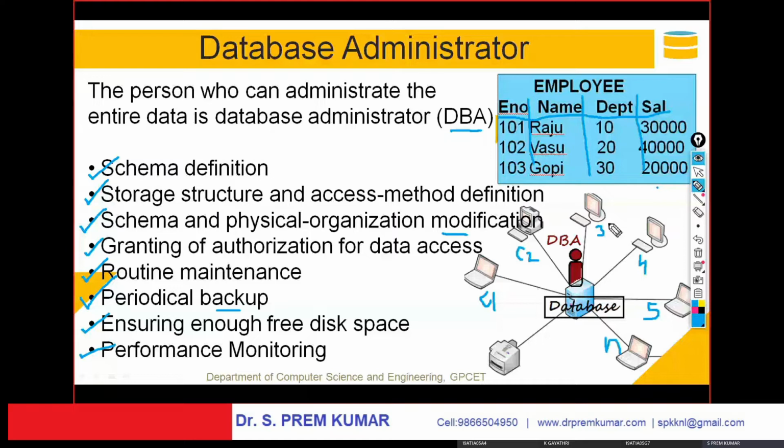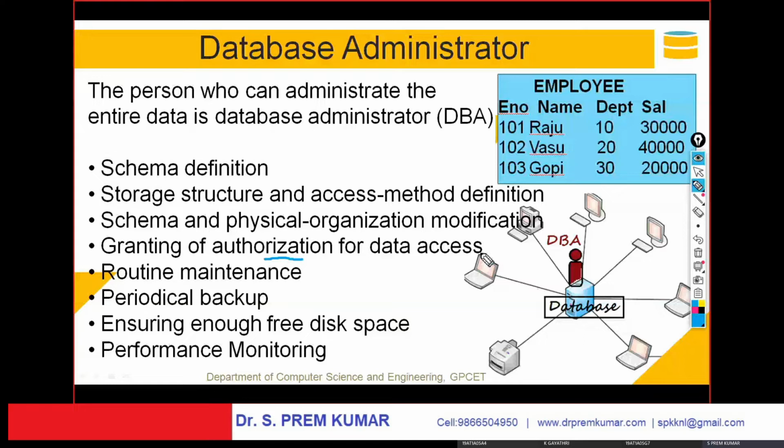Granting authorizations for data accessing. Granting authorizations: who should see, who should not see, who should see what, and who should not see what. Listen to me carefully. Here many clients, many users are there. All should not see the complete data. Who should see what data? Who should not see, what not to see? All these are recommended by the DBA, the database administrator, and that is called authorization. He will give the privileges and authorizations.